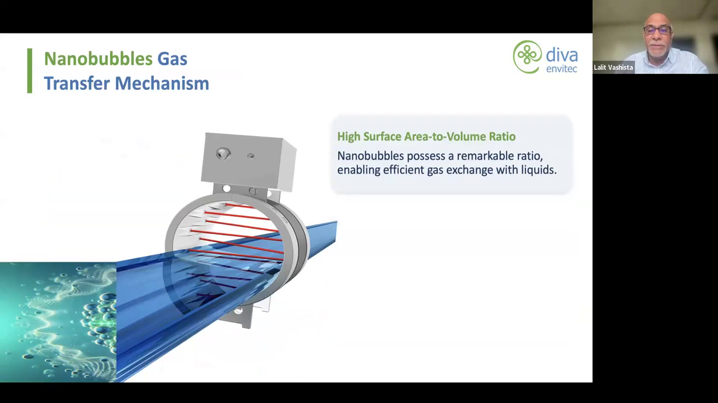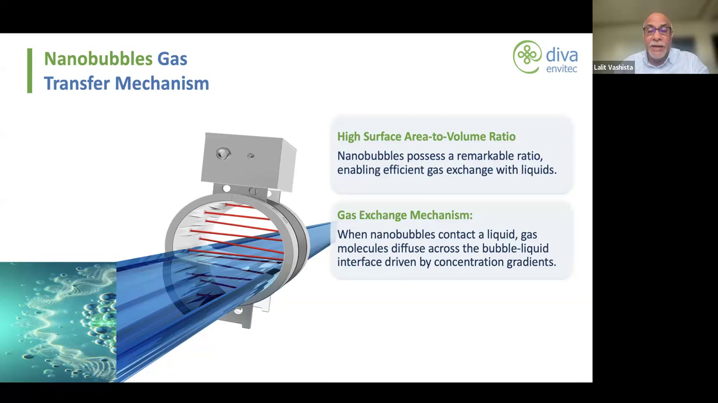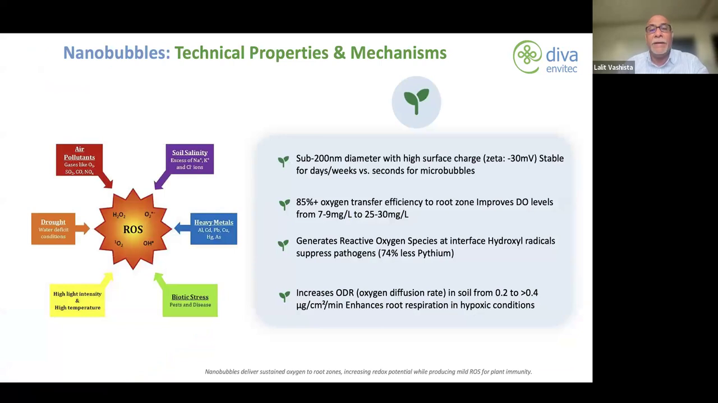The gas transfer mechanism is a high surface area to volume ratio. That means a nanobubble possesses a very high ratio for gas exchange to liquids. When nanobubbles contact a liquid, gas molecules diffuse across the bubble-liquid interface driven by concentration gradients, because inside there is a very high concentration of gas, that is oxygen. Oxygen slowly diffuses out and goes to the soil, and also because of the cavitation effect, the soil becomes open. We'll give more details pictorially down the line.